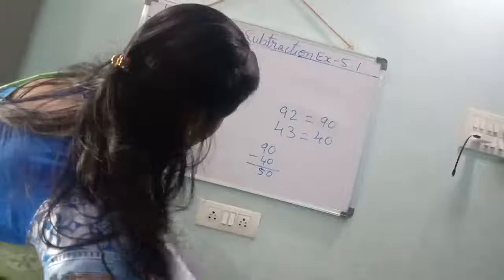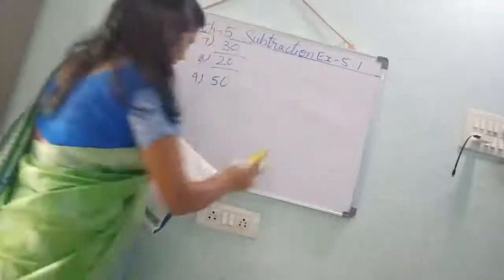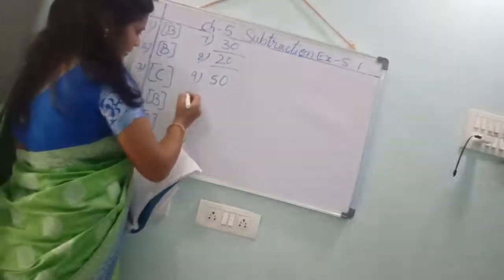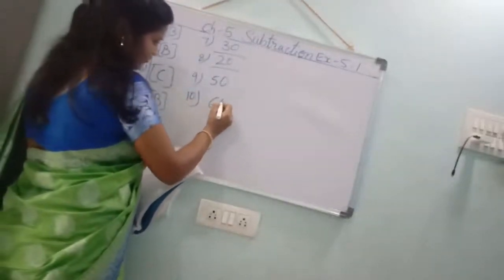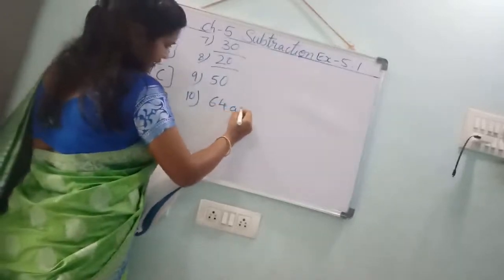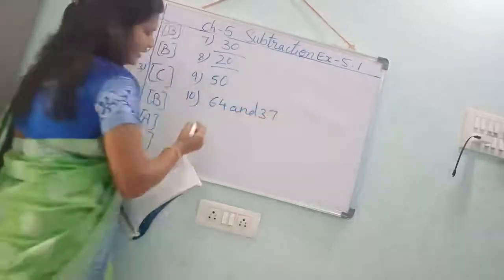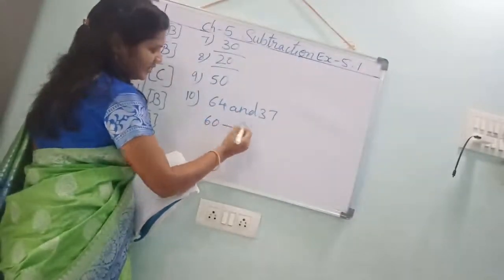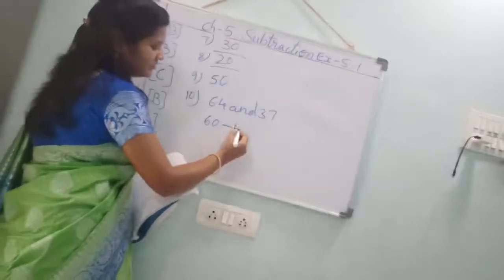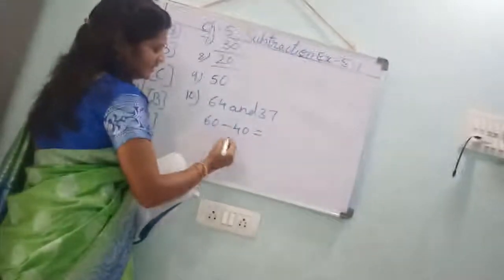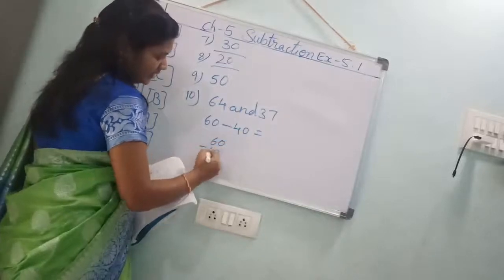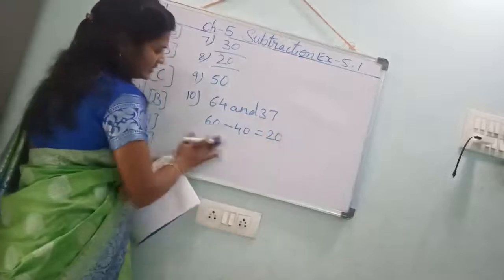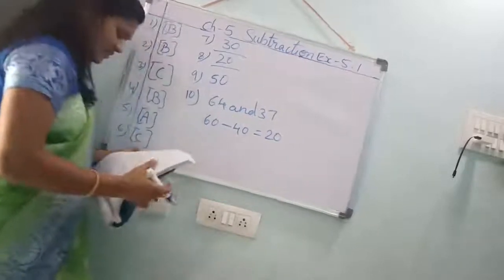Now, next, 10th one. Estimate the difference between 64 and 37. 64 and 37 they given. Yes, estimate, 64 nearest 60. 37 nearest 40. What is that answer? 60 minus 40. 0, 6 minus 4, 2. 20 is the answer. Understood, children?